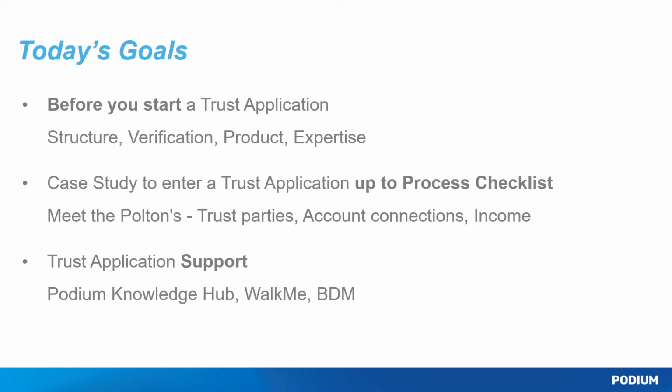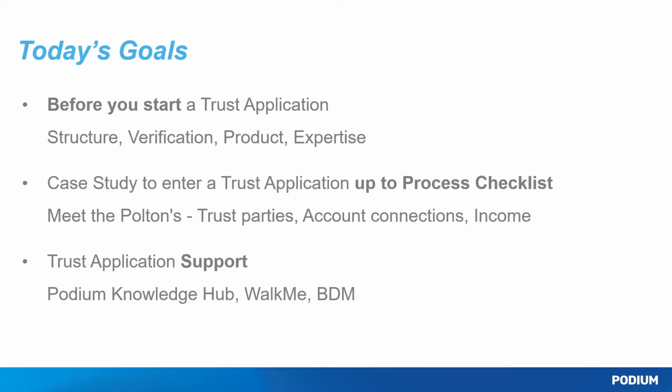And that case study is going to be based around a lovely family called the Polton, so the Polton family. In the second part of today's webinar, we're going to learn how to enter different trust parties into Podium. We're then going to learn how to correctly connect the parties that are involved with that trust application within Podium as well. So in account connections, if in fact we're using self-employed income or companies, you need to be able to connect your directors, the company secretary, your employees. So we're going to show you how to do that as well.